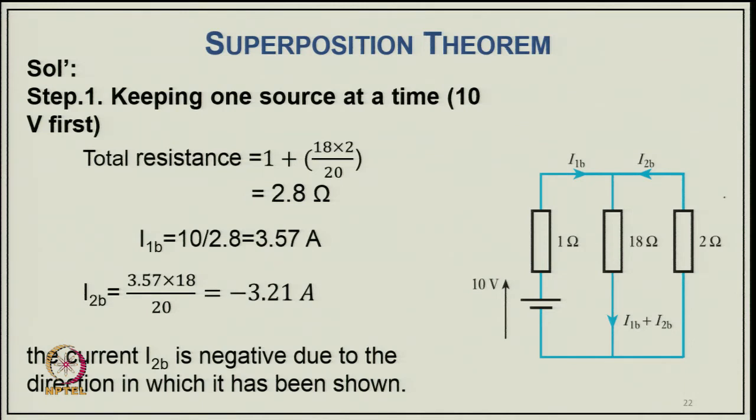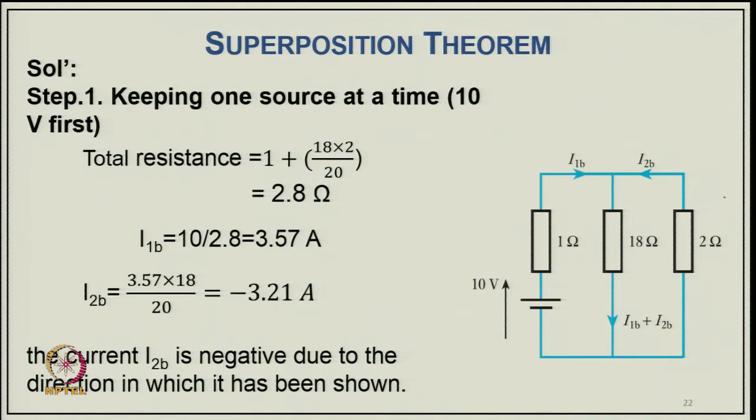The total resistance of the circuit is 1 ohm in series with the 18 and 2 ohm in parallel. That equivalent resistance comes to 2.8 ohm, and we can find the corresponding current I1. Here it is 10 by 2.8, that is 3.57 ampere. I2 under this condition will be the division of this current. So it will be 3.57 into 18 by 20, that is the current flowing into that.